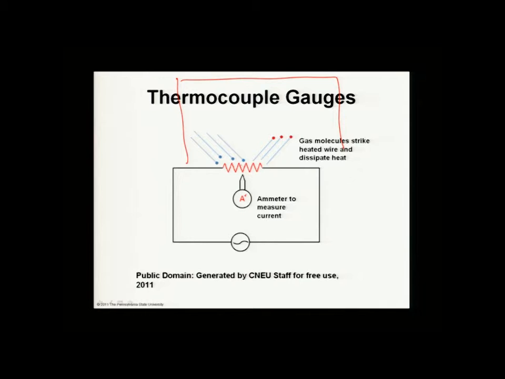More current, the harder it would be to heat this, because there must be more molecules taking the heat away. So you can calibrate this and figure out how many molecules are here, how easily they're taking the heat away. And you see the molecules are blue here, meaning they're cooler, they get the heat and they leave and take the heat and go away. So that's a thermocouple type pressure gauge.